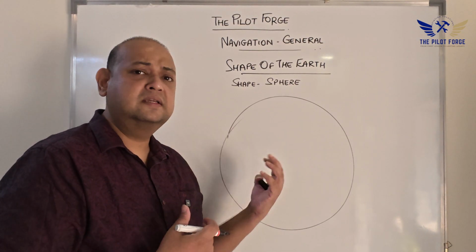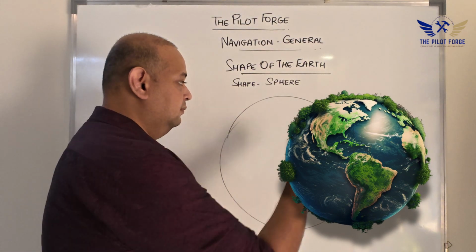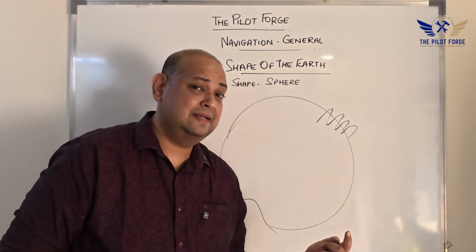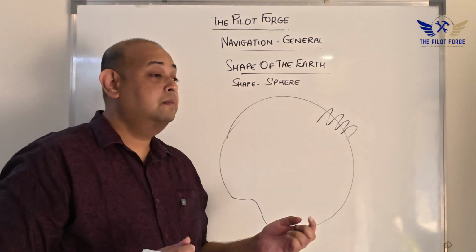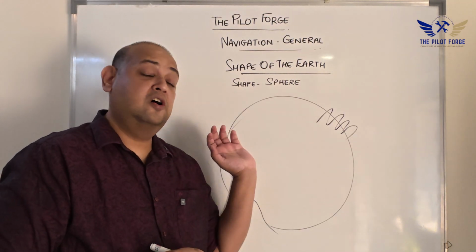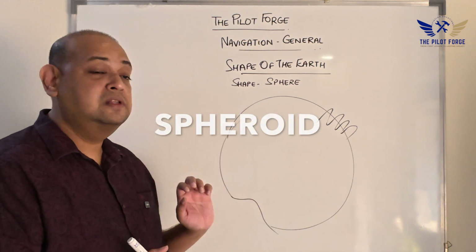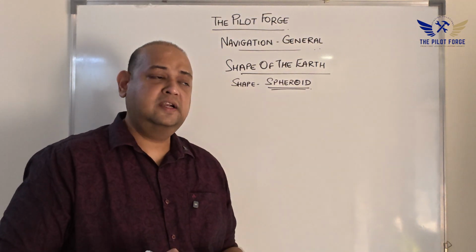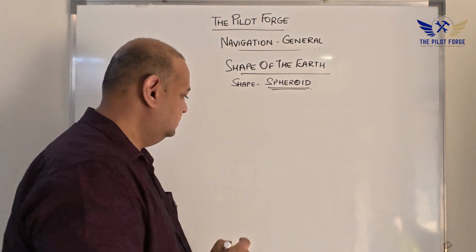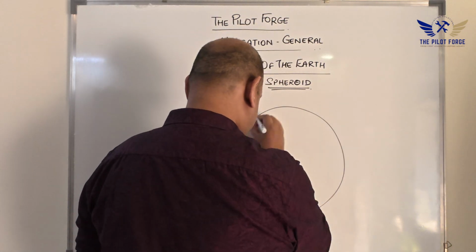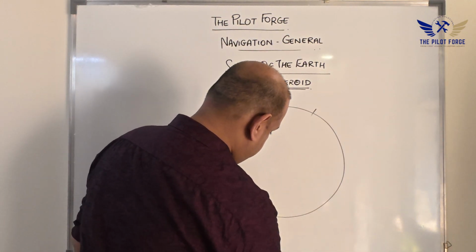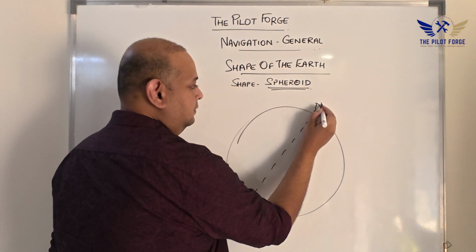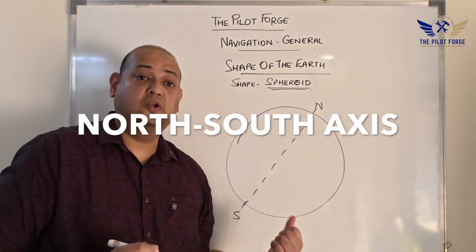It's a circle. Now what happens is there are mountains somewhere, and there are deep troughs somewhere else. So you can see that the shape isn't exactly spherical or exactly circular, but it is as close to a sphere as possible. You can call this a spheroid or like a sphere. Now the thing about this spheroid is that you need to understand that it spins about an axis. This axis is called the north and south axis.